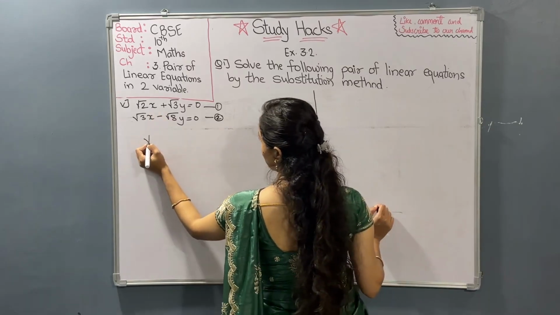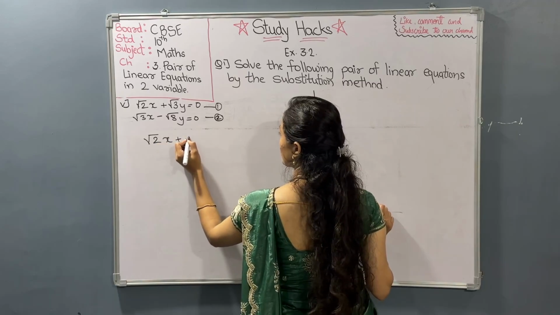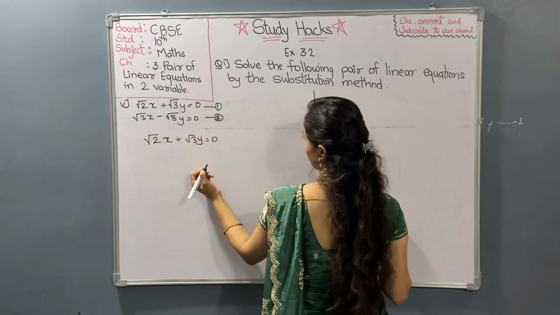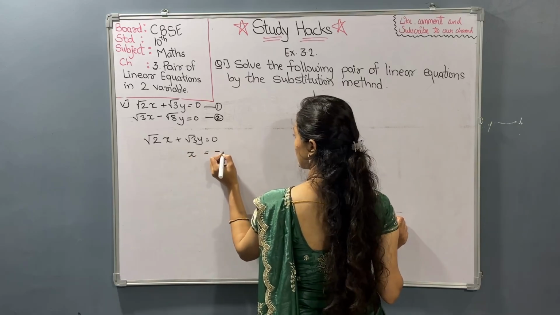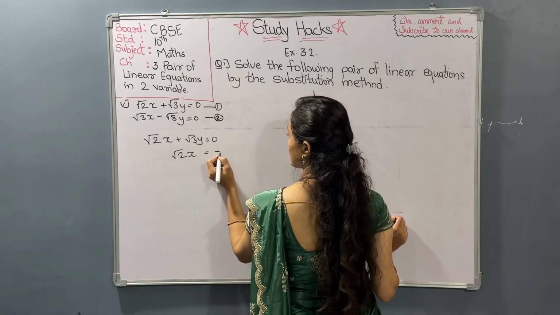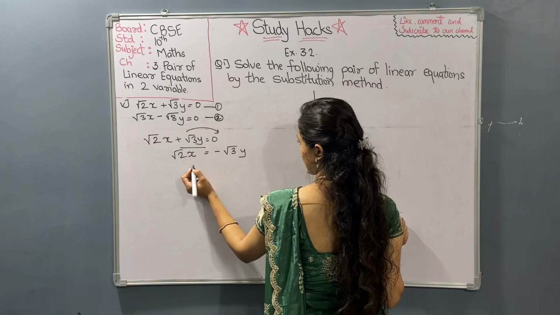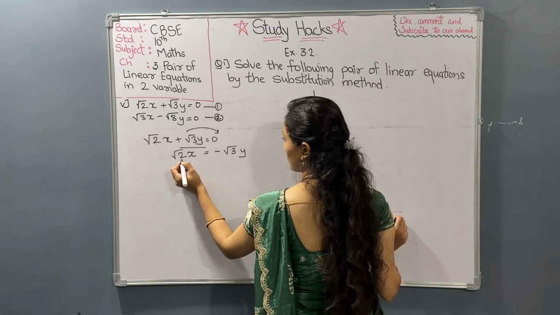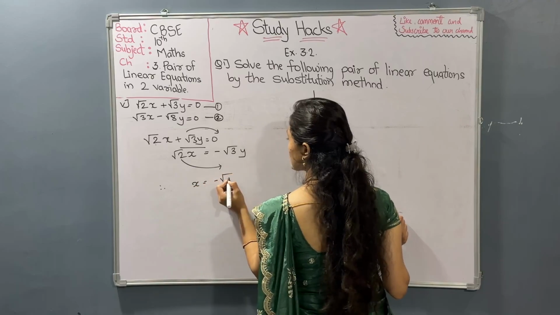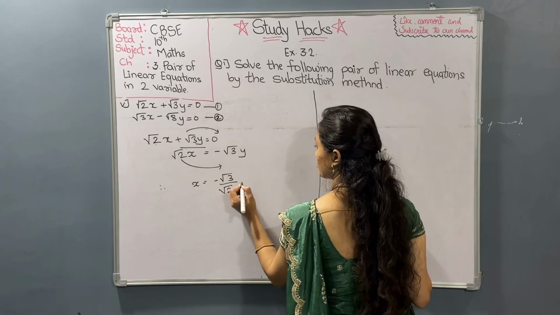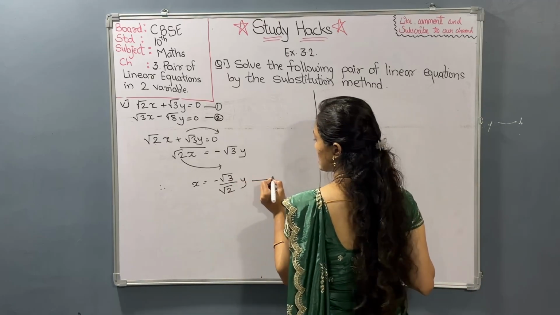Now take equation 1. √2x + √3y = 0. So √2x = −√3y. Take this y to the right hand side. Now take this √2 to the right hand side. Therefore x = −√3/√2 y. This is our third equation.